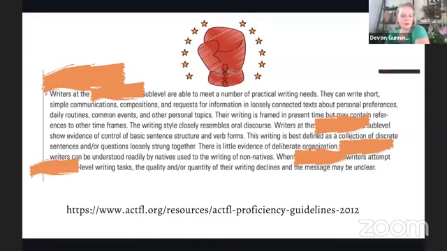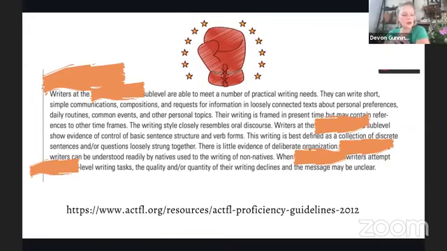Writers at the blank sublevel are able to meet a number of practical writing needs. They can write short, simple communications, compositions, and requests for information in loosely connected texts about personal preferences, daily routines, common events, and other personal topics. Their writing is framed in present time, but may contain references to other time frames. The writing style closely resembles oral discourse, meaning that it doesn't have the fluidity of text structure. It sounds a lot like spoken word.